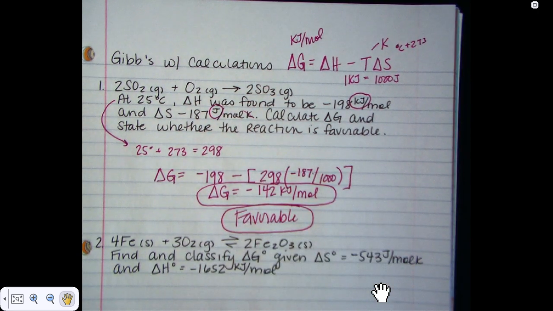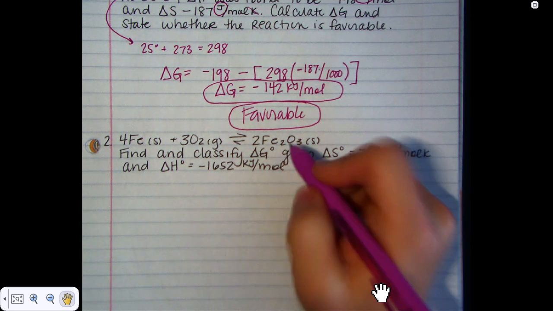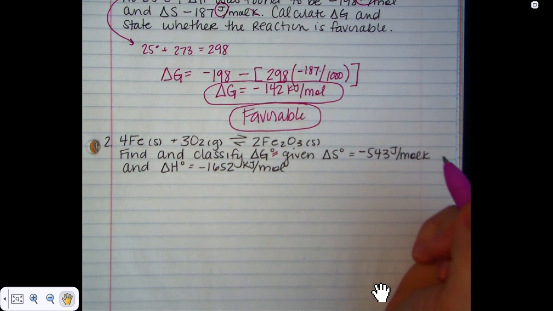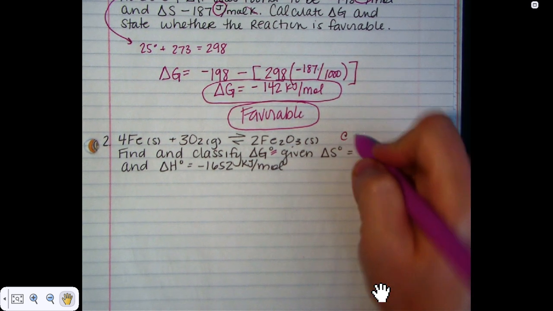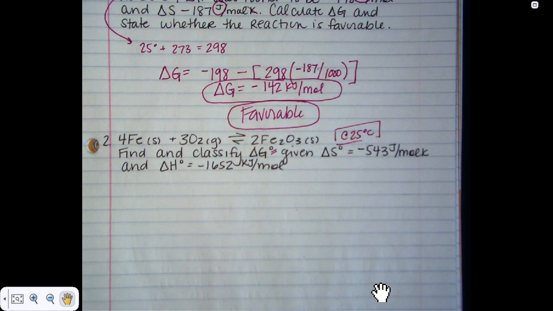Okay, let's look at number 2. 4 Fe, or Fe solid, plus 3 O2 gas yields 2 Fe2O3 solid. Find and classify delta G, little circle thing. What does that mean again? Oh yeah, remember that means delta G naught. Delta G naught, that naught tells me I'm at standard temperature. Standard temperature is, for this, 25 degrees Celsius. That's what the naught means. So I don't have to give you the temperature if I tell you it's naught.